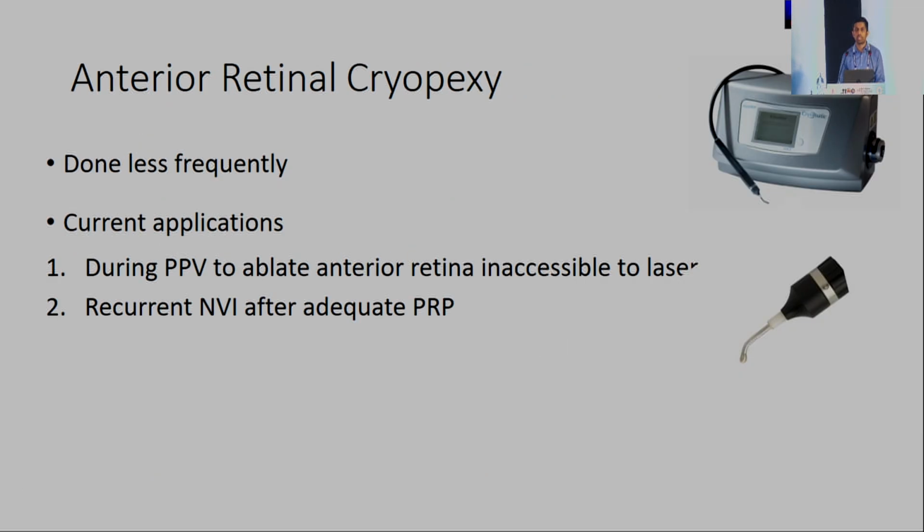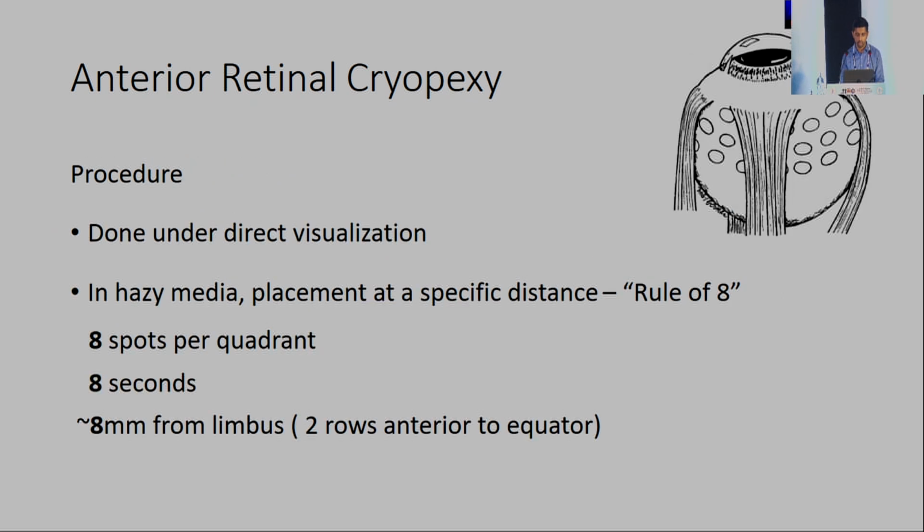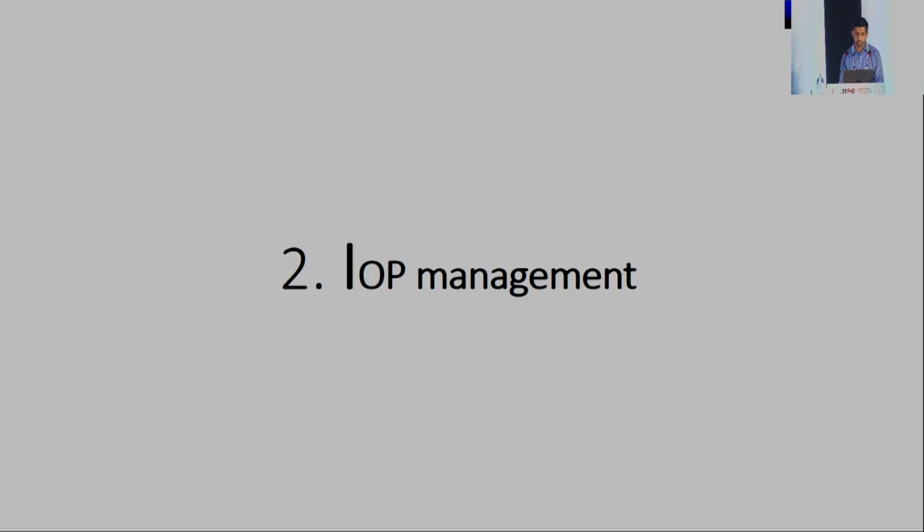Coming on to the third important thing in management of ischemia, the anti-retinal cryopexy. It is done less frequently these days. Current applications include during PPV when we need to ablate the peripheral retina which is inaccessible to laser, and for recurrent NVIs after adequate PRP. The procedure is that we follow the rule of 8: 8 spots per quadrant for 8 seconds and approximately 8 millimeters from the limbus. That is, we put 2 rows anterior to the equator.